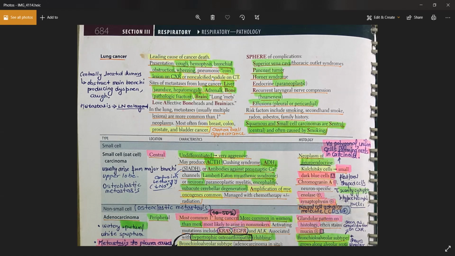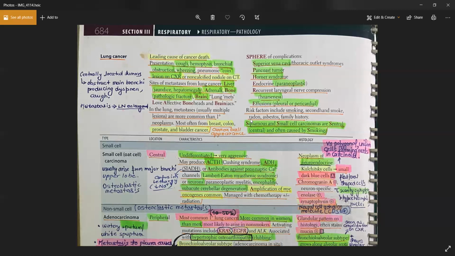Before that, you have to know that lung cancer can go to the liver, the adrenals, the bones, and the brain. And mostly when it goes to the bones, it can lead to resorption of the bone, remember? Osteolytic metastasis. Now, when you encounter the patient, you have confirmed the cancer, you have treated the patient, sometimes the patient can also develop complications.